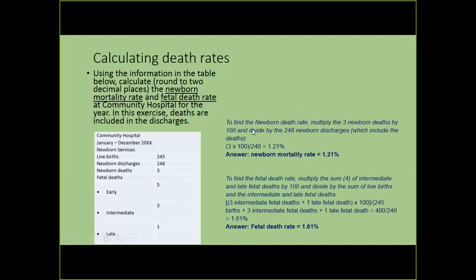So for the newborn death rate, you'd take the 3 newborn deaths. So you look here, newborn deaths, there's only 3. And then you multiply by 100, and then you divide by the number of newborn discharges. Basically, it's actual versus potential. So how many actually died? 3. How many did we have altogether? We had 248. So potentially, all 248 could have died. However, only 3 did. So 3 times 100 divided by 248 gives us 1.21 mortality rate.